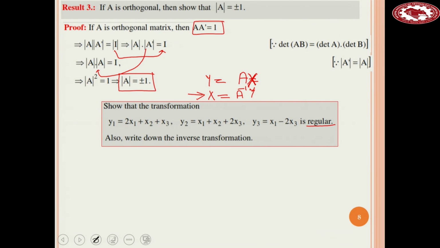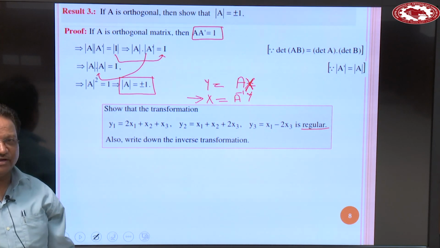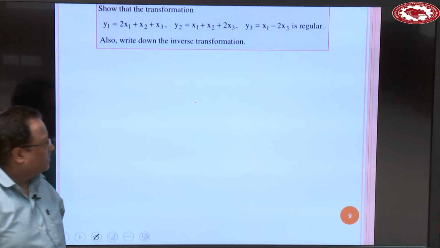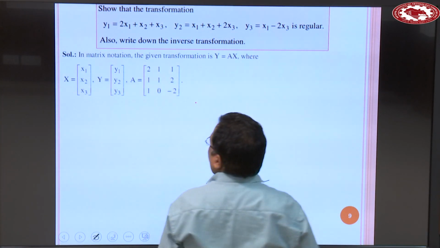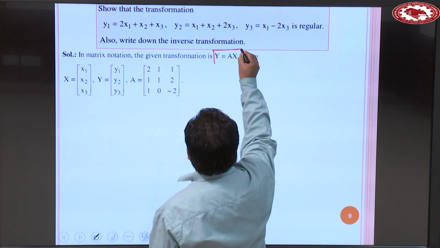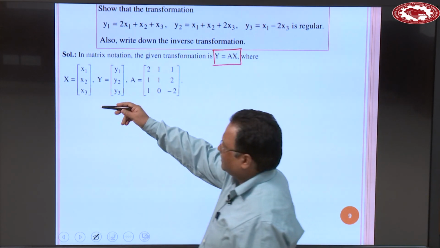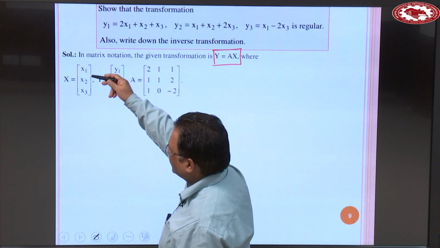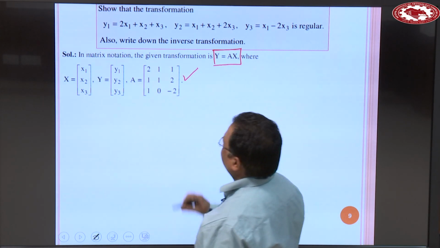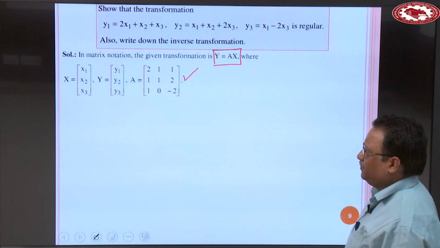And this is only possible if matrix A is non-singular, meaning this transformation is regular. So, let us solve this problem. In matrix notation, the given transformation is y is equal to Ax, where y is y1, y2, y3, x is x1, x2, x3, and A is this coefficient matrix: 2, 1, 1; 1, 1, 2; and 1, 0, minus 2.